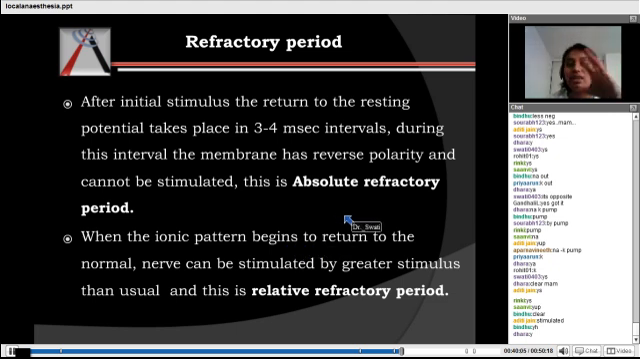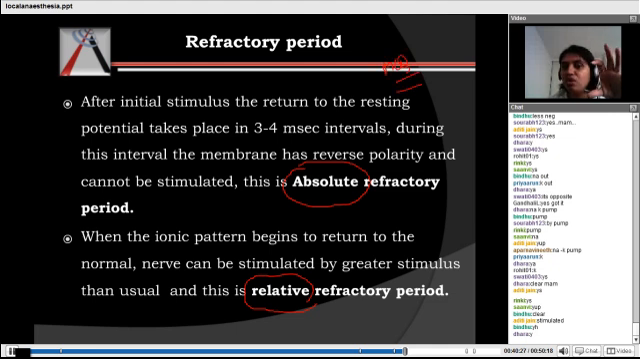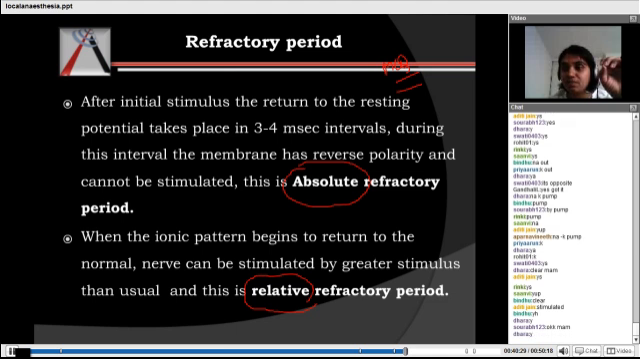And after that, when the partial balance is restored, in that particular phase, the nerve can be stimulated, but for that we need a greater impulse, and that is called the relative refractory period. So I need you to understand the two terms, the absolute refractory period and the relative refractory period. Clear on this? They are very simple. I don't think there's much to know about. All you need to know is just the terms.